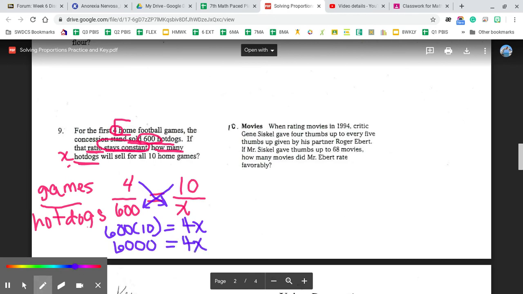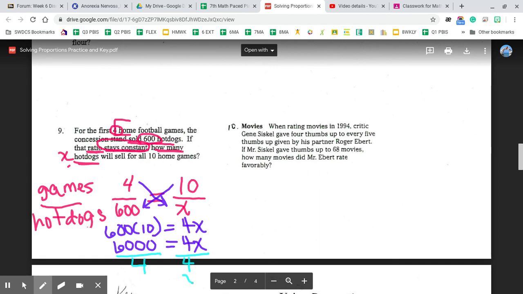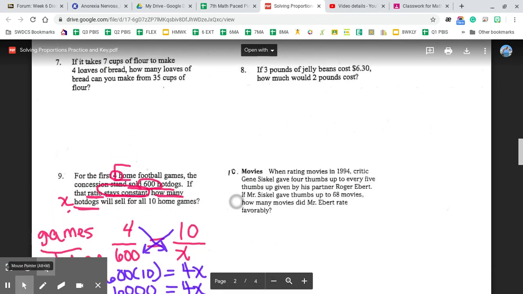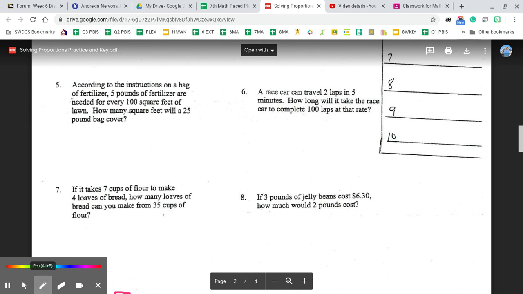To solve, we use the inverse operation of multiplication, which is division. So we're going to divide both sides by 4. So then we get x is equal to 6,000 divided by 4, which you can use your calculator. That answer is 1,500. So you need to go back to the answer blank here for number 9 and write x is equal to 1,500 hot dogs.